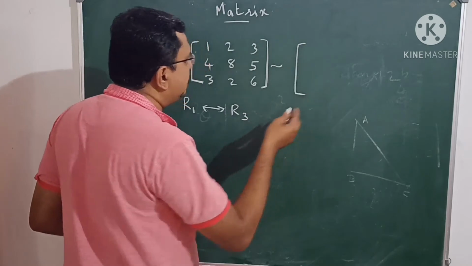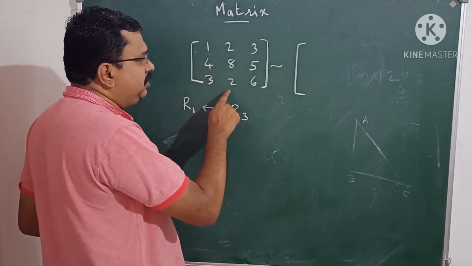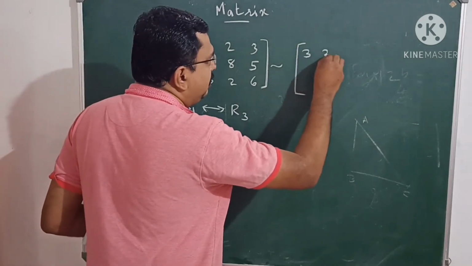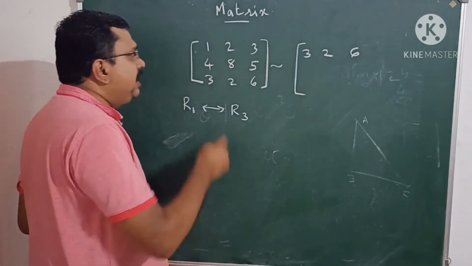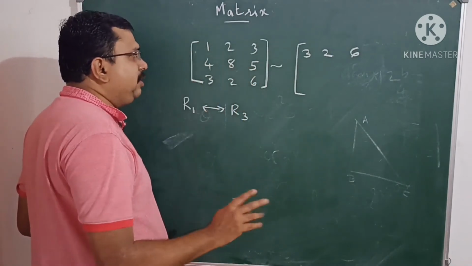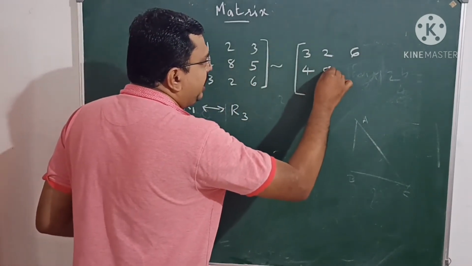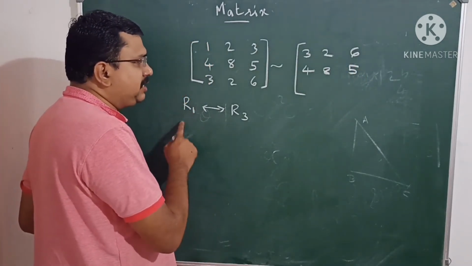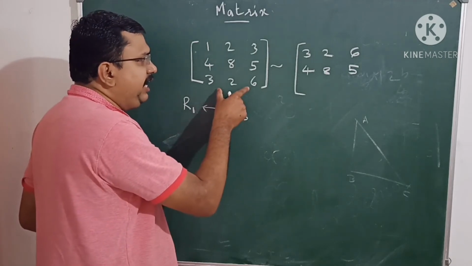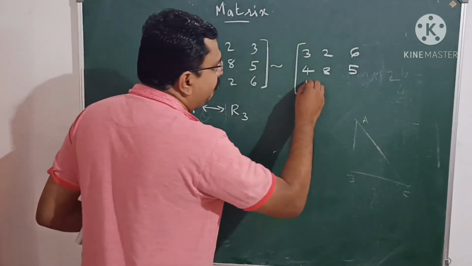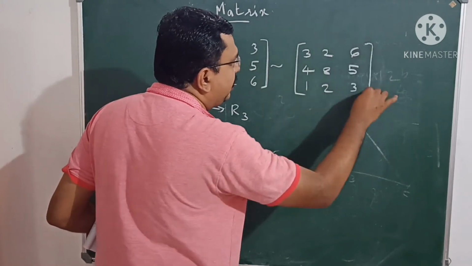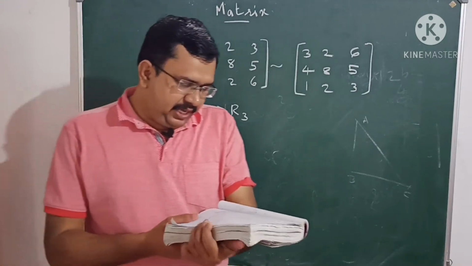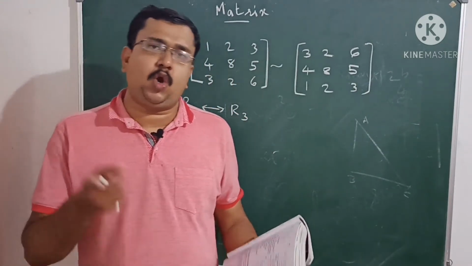Then we will get the first row converted into the third row R3. Therefore the first row will become 3, 2, 6. The middle row, the second row, is the same, no change: 4, 8, 5. And remember that R1 and R3 are interchanging. Therefore R3 is replaced by R1: 1, 2, 3. This is our first elementary row operation, that is the interchange of 2 rows or columns.